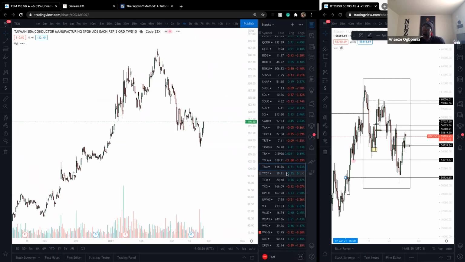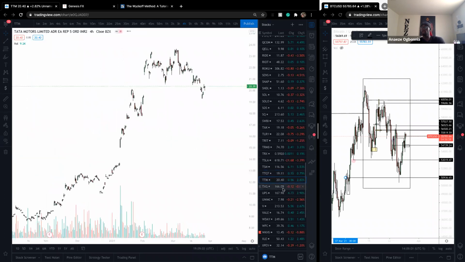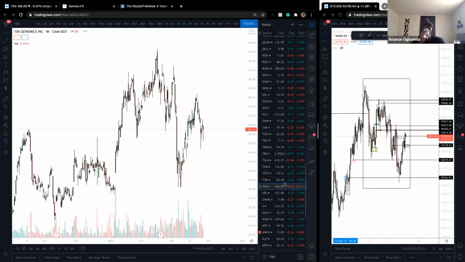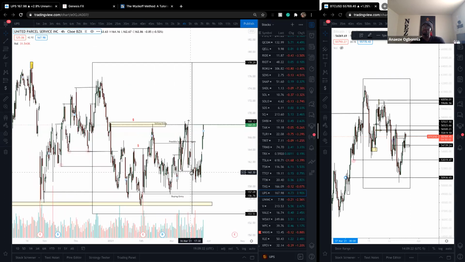Alrighty. TSM bearish, TTC up, bullish until shown differently. TTM bearish, TXG bearish. UPS is bullish.